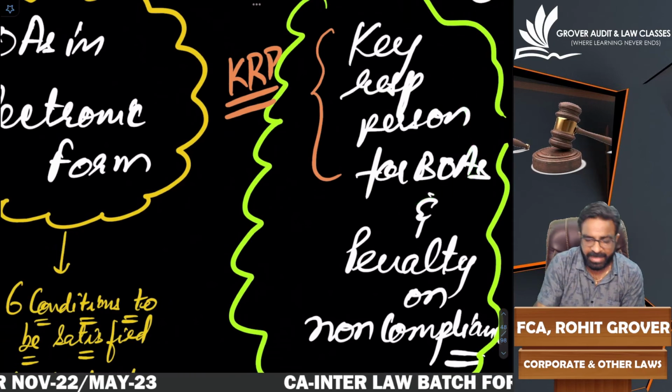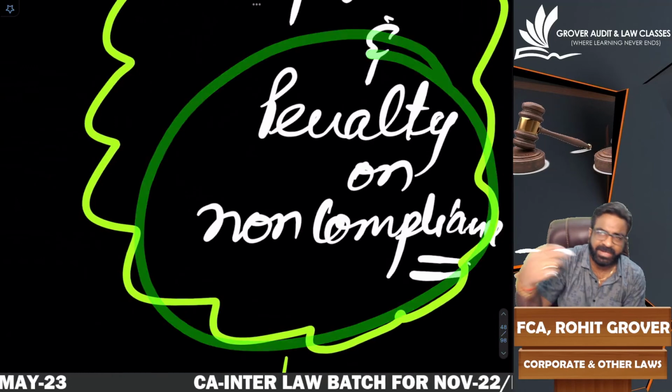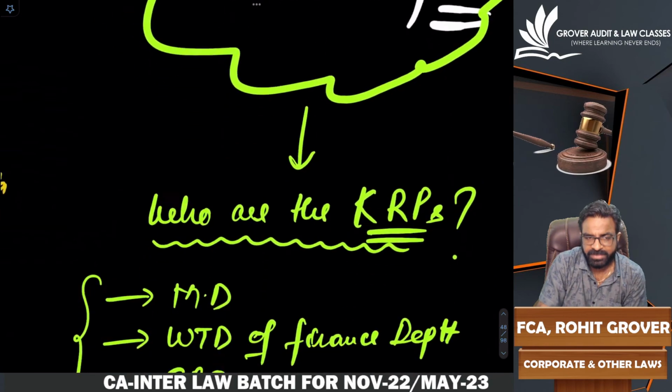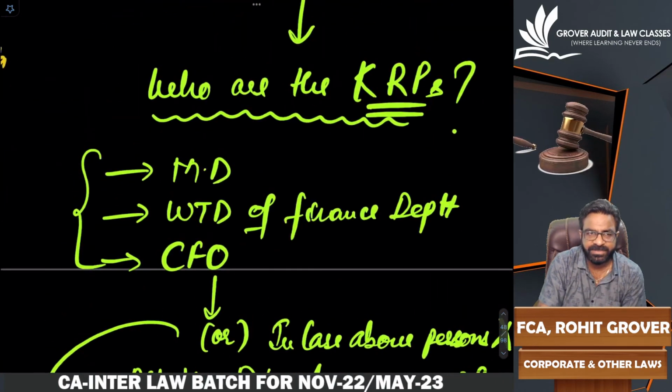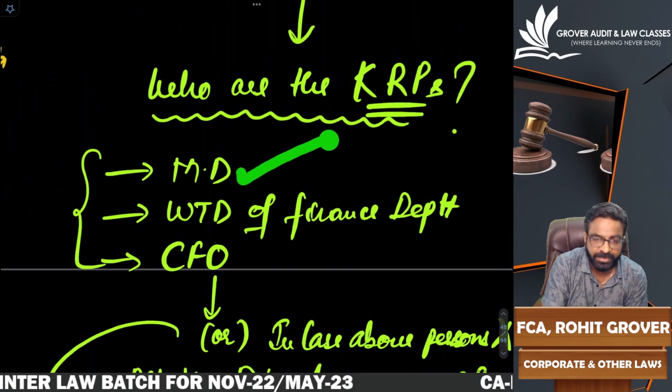Books of accounts. And if they do not prepare the books of accounts as per section number 128, if they violate, will 128 punish them? Yes, sir. Now tell me, who are the key responsible persons? Are you able to see the 3 names? Yes, sir. What is the first one?